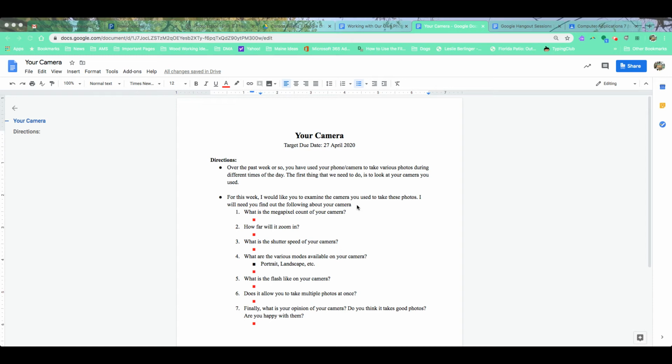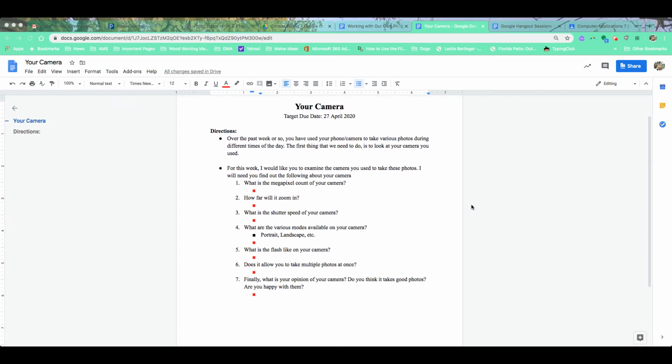For this week, what I'm asking you to do is take a look at the camera that you use to take those particular photos. I mentioned in our previous assignment that was going to be our focus. So to have a baseline, we need to understand what kind of devices we're all working with, whether it be our phones or an actual camera or maybe a tablet. We need to have an idea of what we are working with.